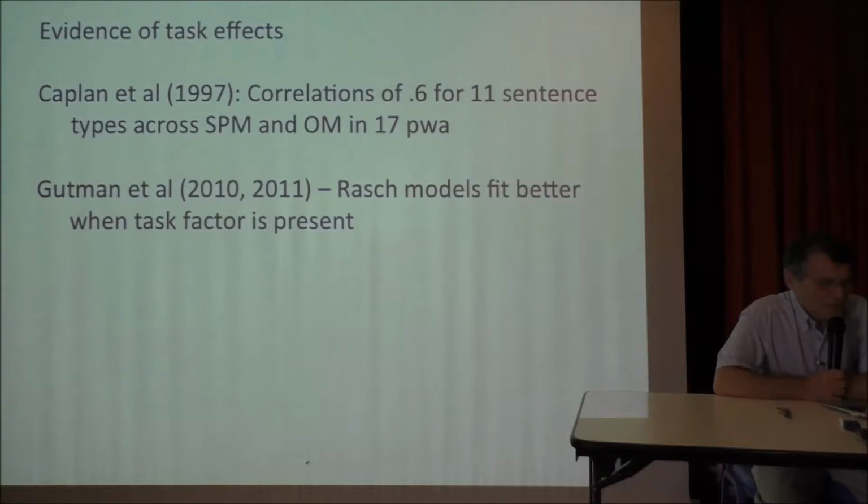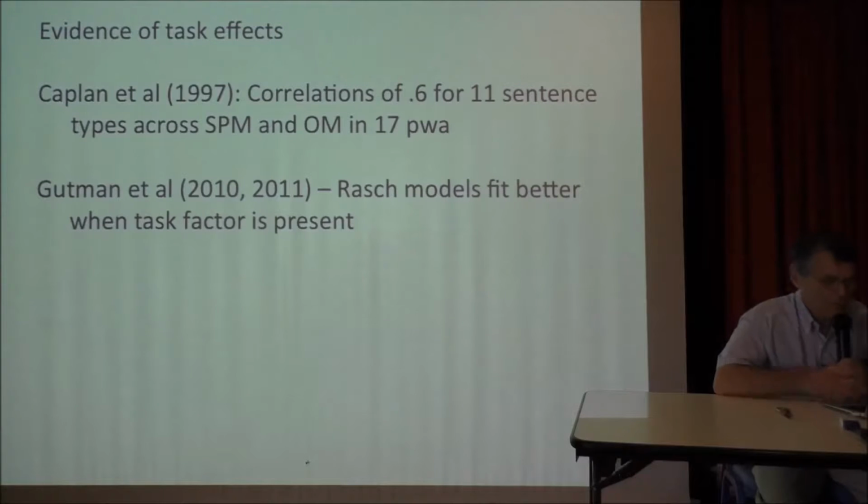In 1997, we looked at 17 people with aphasia and gave them the same sentences on a sentence-picture matching and an enactment task, and we found correlations of about 0.6 for 11 sentence types on these two tasks. So that's a significant correlation, but it only accounts for 36% of the variance. It leaves lots of room for people to perform better on one task than another on the same sentence type.